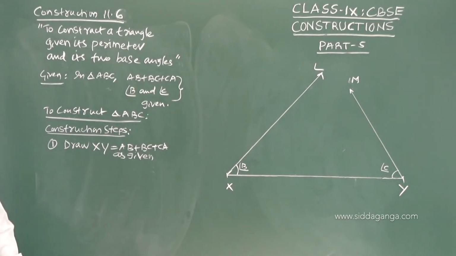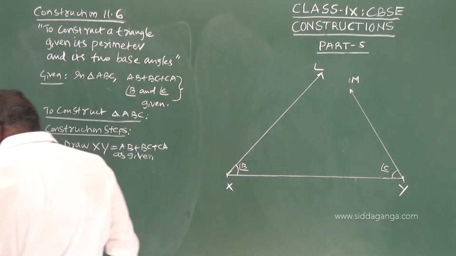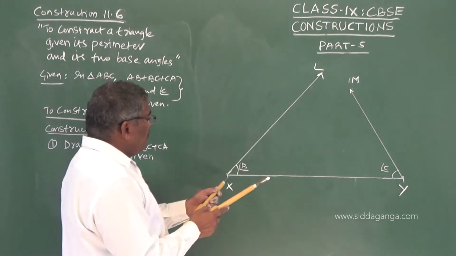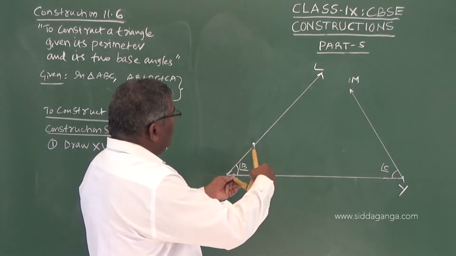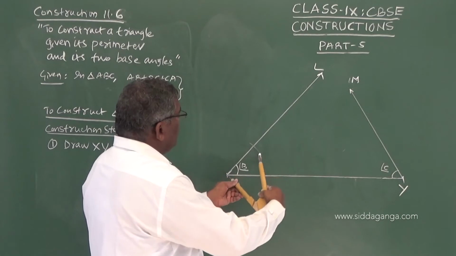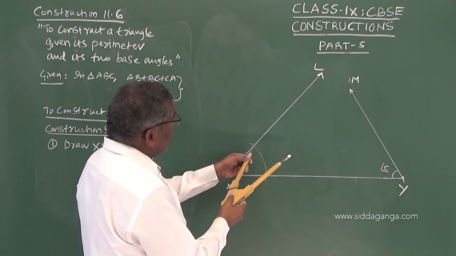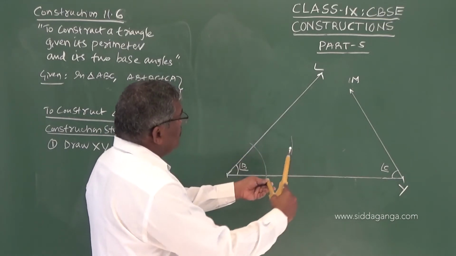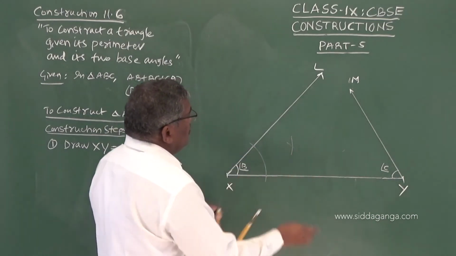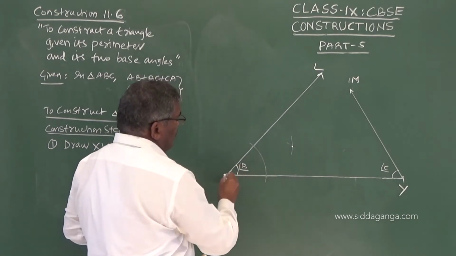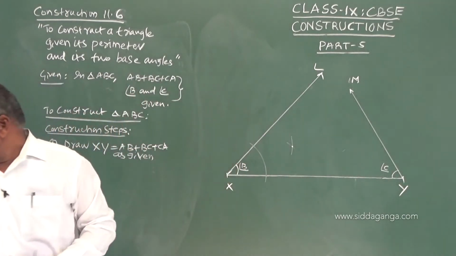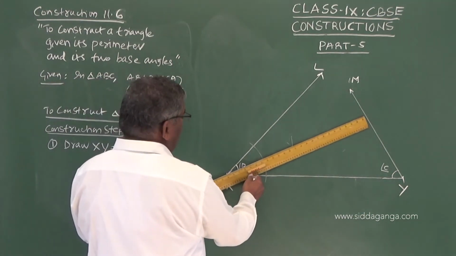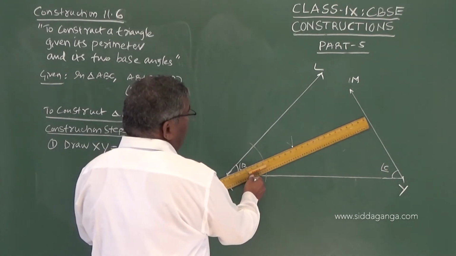Now bisect these two angles. So you know how to bisect this angle. You take some radius and cut an arc here. With the same radius you cut another arc here. From this point you cut another arc here. This point will give you the angle bisector. So I will draw that line. This line will be the angle B bisector.